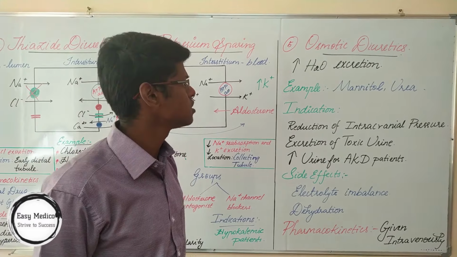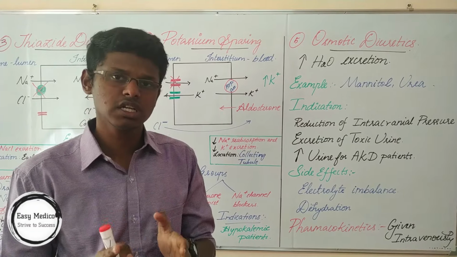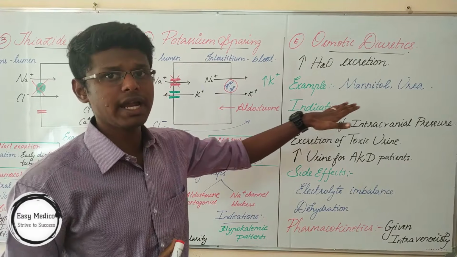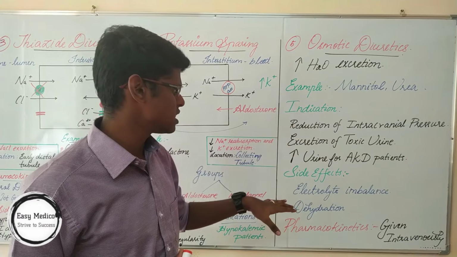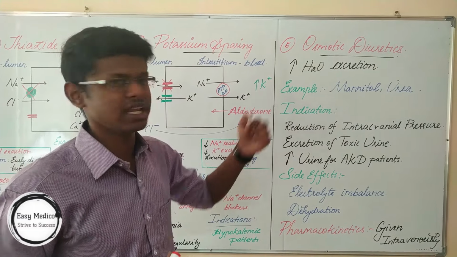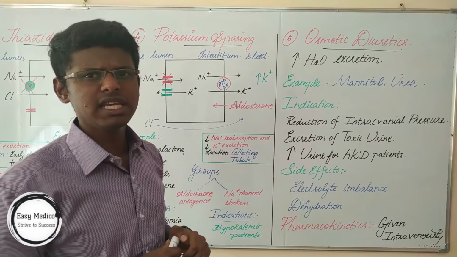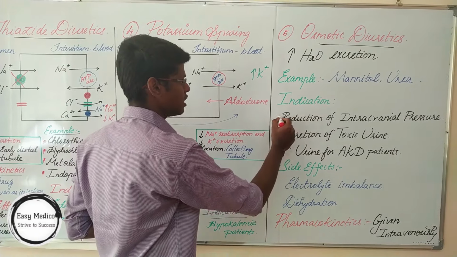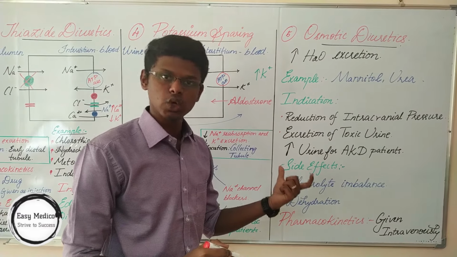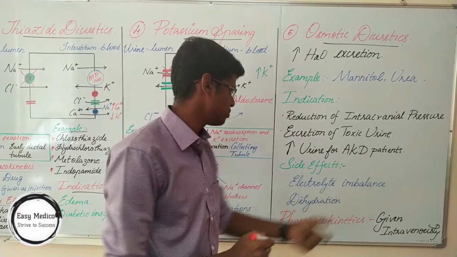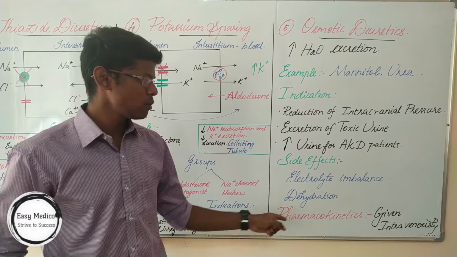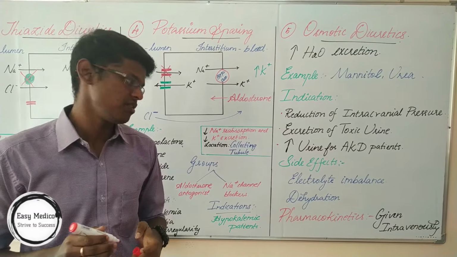Now, osmotic diuretics. What is their function? Their function is to increase water excretion. The examples are mannitol and urea. These are not used in cases like edema. They don't have much effect in edema cases, as they increase water excretion. And what are the indication cases? They are used for reduction of intracranial pressure, excretion of toxic substances in urine, and increasing urine output in acute kidney disease patients. Side effects are electrolyte imbalance and dehydration. The pharmacokinetics are that usually they are given intravenously.